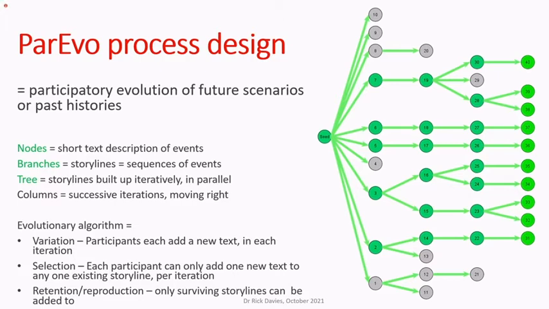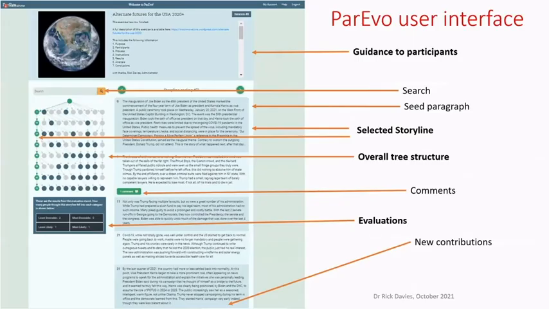But how is it actually implemented? This is the web interface that you'll see, and it shows a completed exercise that was carried out about what would happen in post-Biden election America in 2020.